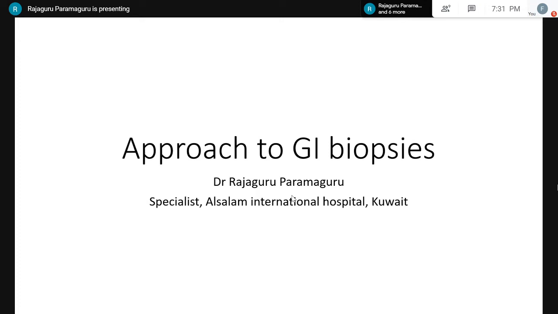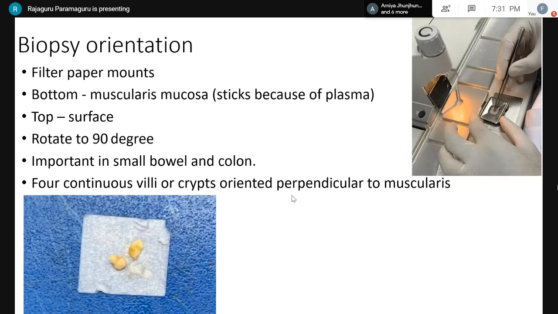Thank you so much. So I'll go ahead. To start with, before going on to the approach to GI biopsies, the first and foremost is the biopsy orientation, which is very important when we are dealing with the GI biopsy, particularly the small biopsies. What we get from the endoscopist or the gastroenterologist is a filter paper mount, where the tissues are placed on filter papers. The deeper surface, which is formed by the muscularis mucosae, most of the times will be placed on the filter paper, to which it will stick, and the surface will be formed by the mucosa.